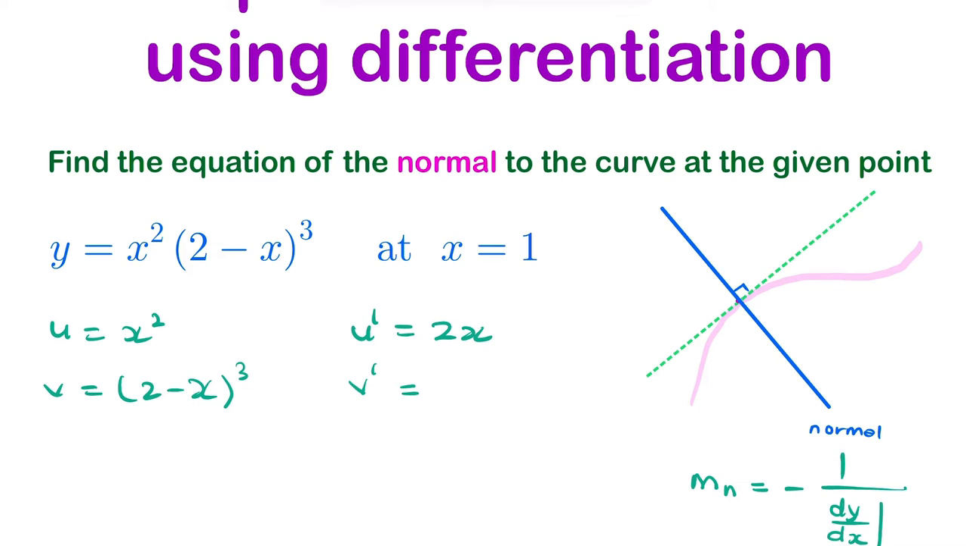So v dash will be 3 times 2 minus x to the power 2. So we take the 3, we multiply, and then we subtract 1 from the power. But because this isn't x, we use the chain rule and multiply by the derivative of 2 minus x. And the derivative of 2 minus x is negative 1. So we multiply by negative 1. That's equivalent to putting a minus sign.